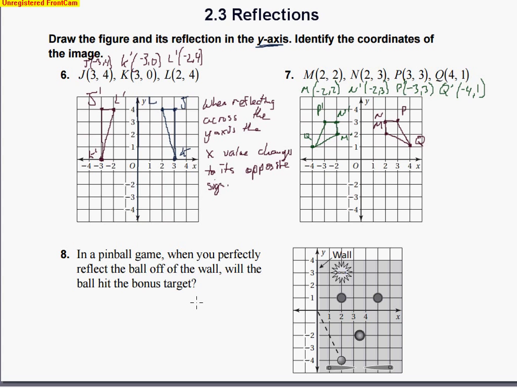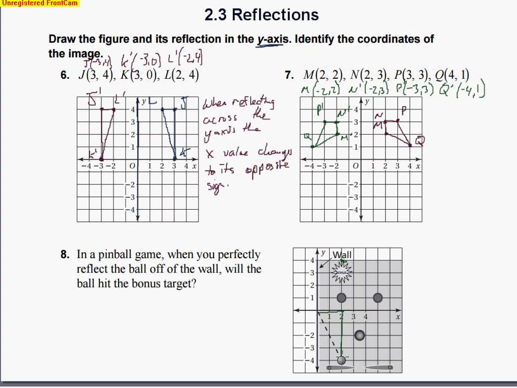So the next one asks us, well, in this pinball game, when you perfectly reflect the ball off the wall, will the ball hit the bonus target? And there's the bonus target. So what will it do when we reflect it off the wall? Well, let's try to make a triangle to see what it does in the y direction and the x direction. So here it goes 4 spaces up and 2 spaces over. Well, if that's reflection, then it's going to do the same thing. It's going to go over 2 spaces and then up 4 spaces. That puts us right here. And so if it was a reflection, that's what it'd end up doing.